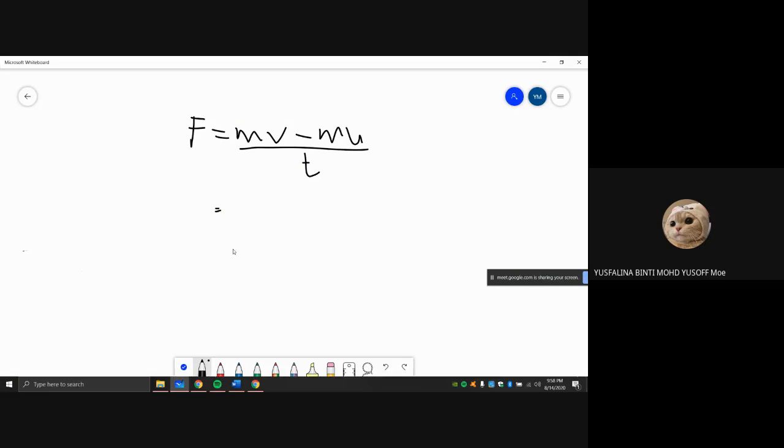So this one is 55. I'll show you the calculation, in case you don't know. You assume u as 0, we assume that before that the board is not moving. Sorry, this t is 2. So I got 330 Newton.